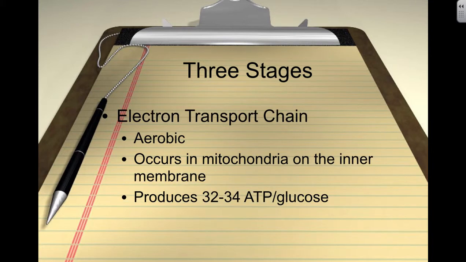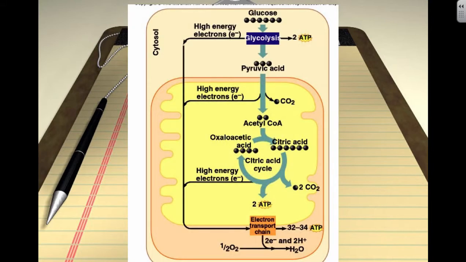This is also aerobic, meaning that it does have to have oxygen. It occurs in the mitochondria on the inner membrane, called the cristae. Remember, the more folds, the more surface area, the more reaction, the more ATP you can make. It's going to produce 32 to 34 ATP per glucose molecule. That's a lot of energy. So this is the cellular respiration that's aerobic.